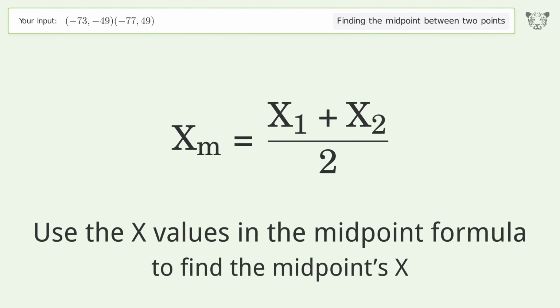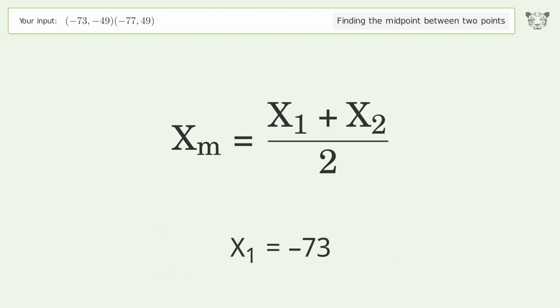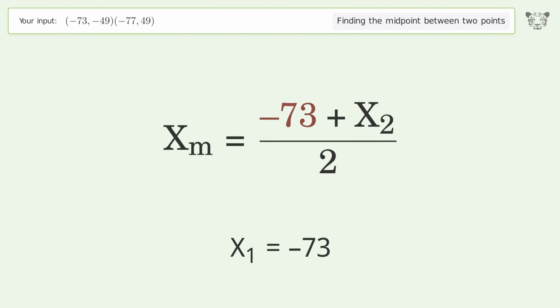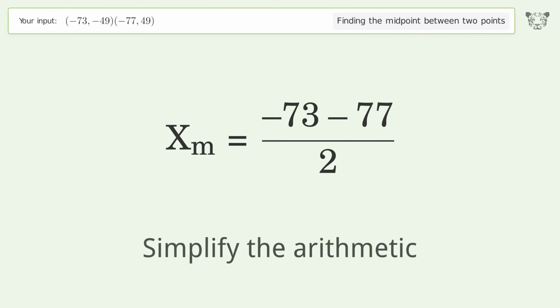Use the x values in the midpoint formula to find the midpoints x. x1 equals -73. x2 equals -77. Simplify the arithmetic.